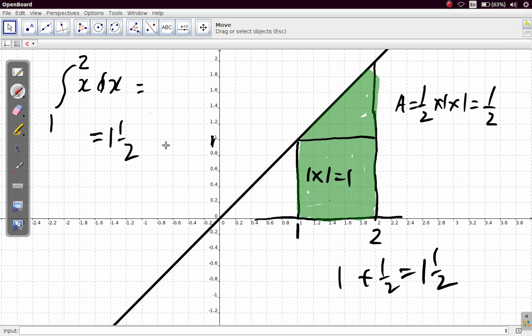That's exactly what we got here. When we use integration, we got 1.5. Alright?